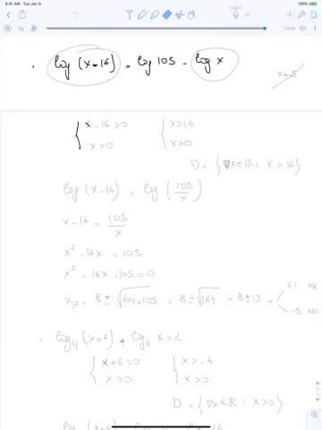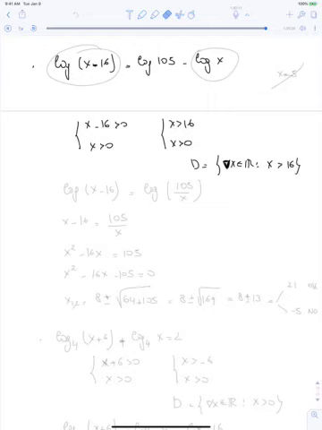We studied the domain: x minus 16 greater than 0, and x must be greater than 0. 105 is obviously greater than 0. So this is x greater than 16 and x greater than 0. 16 is greater than 0, so the domain is all the x in the set of real numbers such that x is greater than 16.